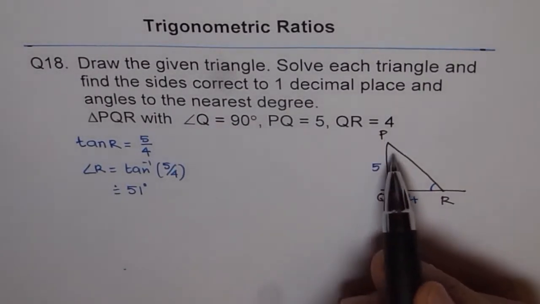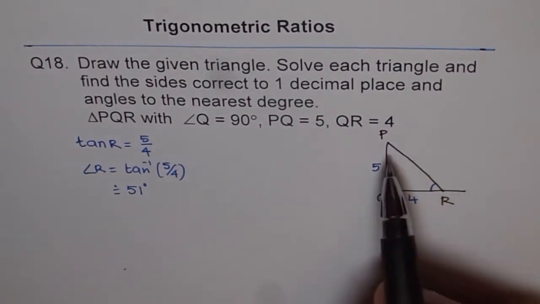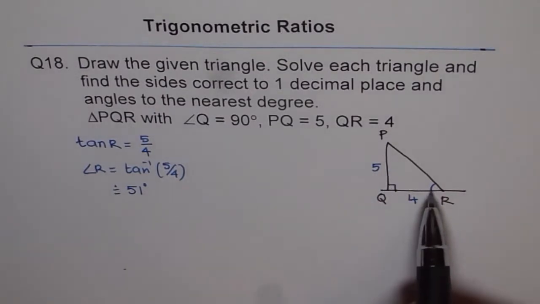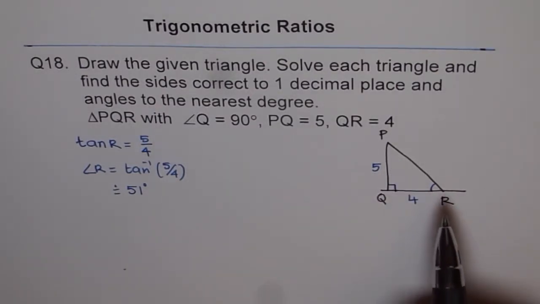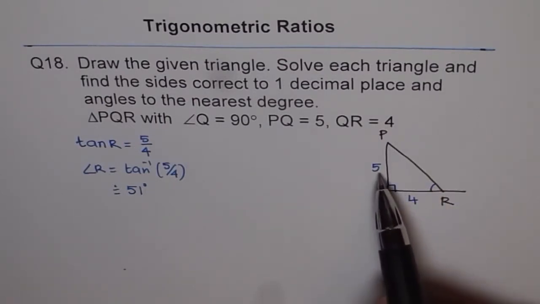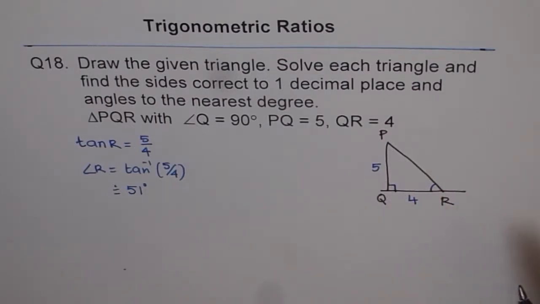So we can find angle P also. To find P, you can take away, this total sum is 90 degrees, so you can always take away 51 from 90 degrees and solve for P. That is another way of finding P. Or you can do tan inverse of 4 over 5 and get the answer. So it's all up to you.